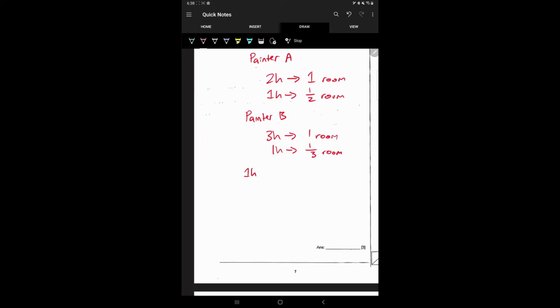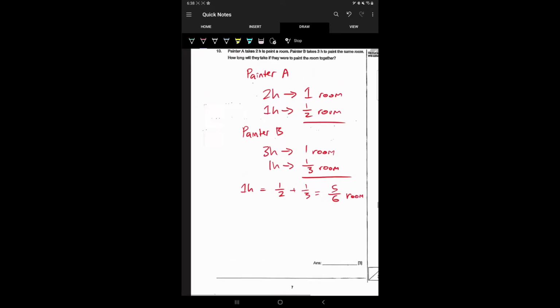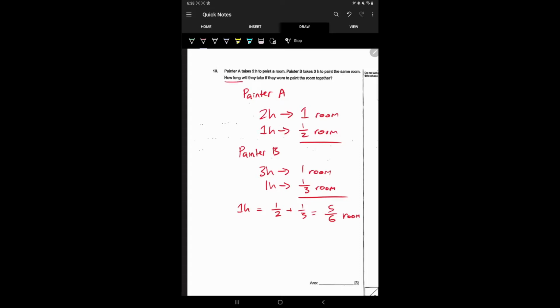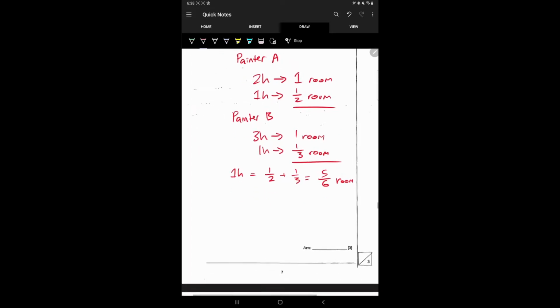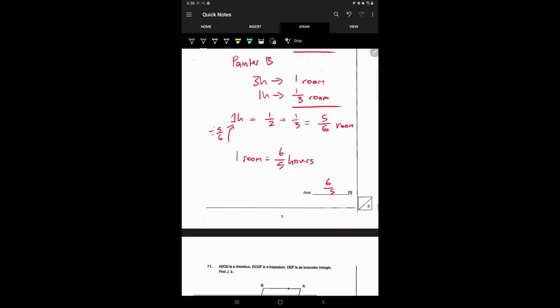So in 1 hour, if they were to work together, it's basically half plus 1/3, which is 5/6 of the room. So you want to find how long they would take if they were to paint the room together. Simply divide 1 by 5/6. So 1 room would be 6/5 hours, which is your answer.